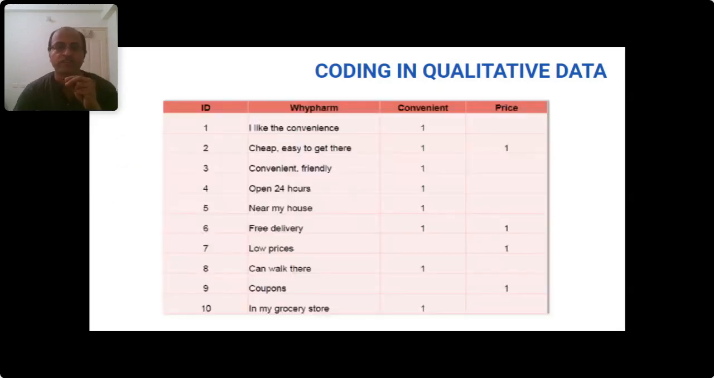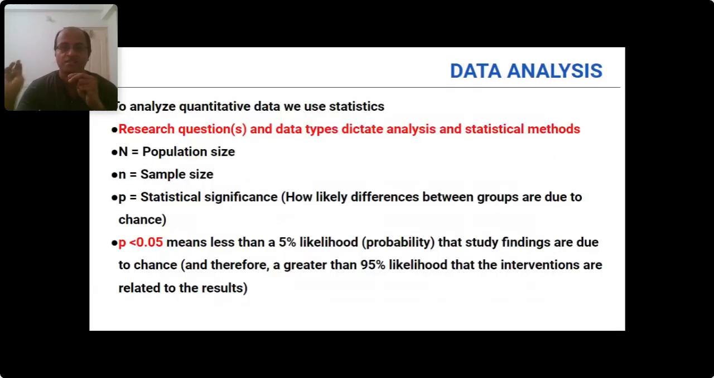You can use it. For example, here you can see, I like the convenience of the pharma store. So you have two aspects, convenience and price, and you are asking different respondents here. Most of them say it is convenient, and some of them say they visit for the price, and some of them have both convenience and price voted as such. So this is coding in qualitative data, based on which we try to analyze and go ahead with it.